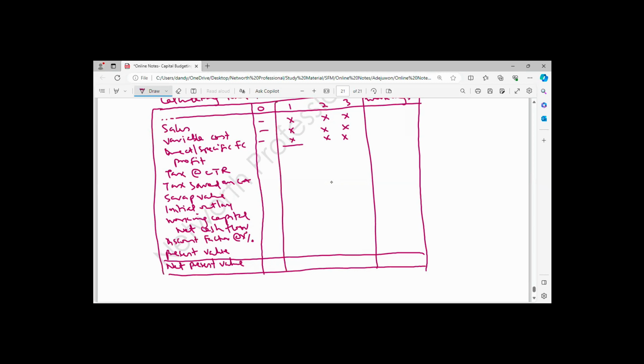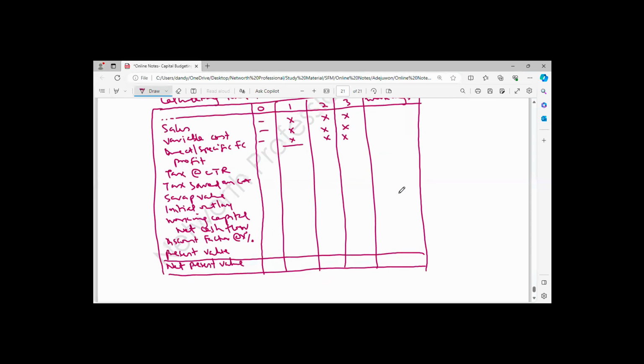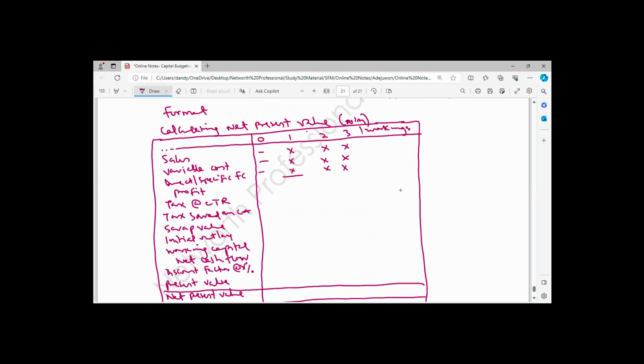Don't mind my hand. It's not straight, but manage it. I'm not using a ruler. Okay then. So at this point, oh, sorry. Shouldn't have drawn this one down. This one's supposed to stop here. This one will stop here.